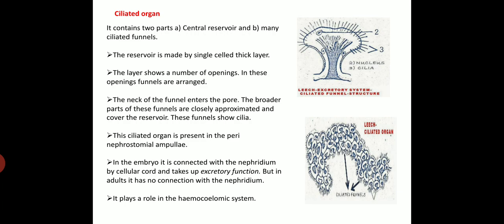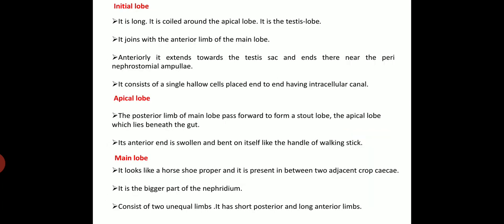The ciliated organ is present in the perinephrostomial ampullae. In the embryo, it is connected with the nephridium by a cellular cord and takes up the excretory function. But in adults, it has no connection with the nephridium. So the major role carried out by the ciliated organ is in the hemocoelomic system.